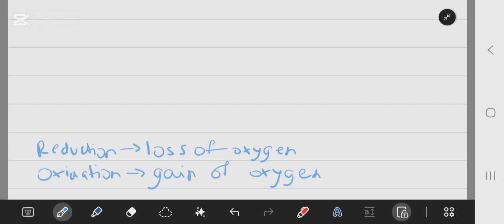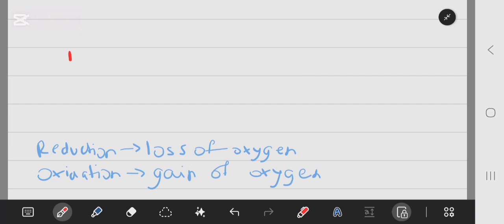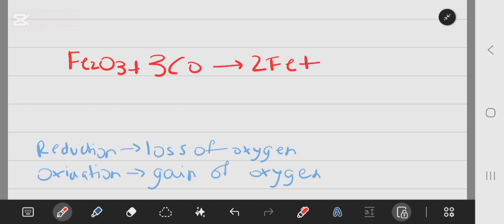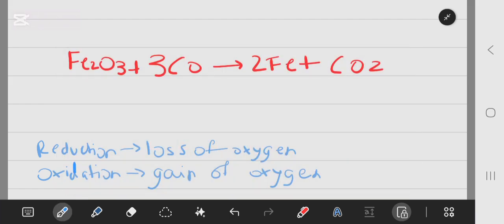So the next reaction I have over here is iron 2 oxide reacts with carbon monoxide to give us iron and carbon dioxide. You don't need to worry about the balancing over here. The balancing has been taken care of. So you just need to worry about which element is being oxidized and which element is being reduced. I hope I've made myself clear.